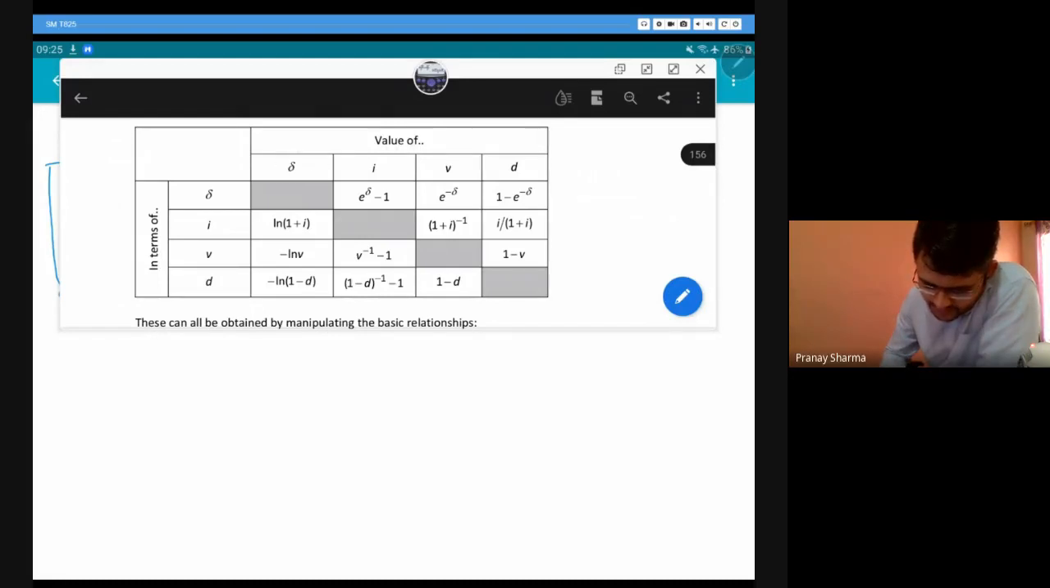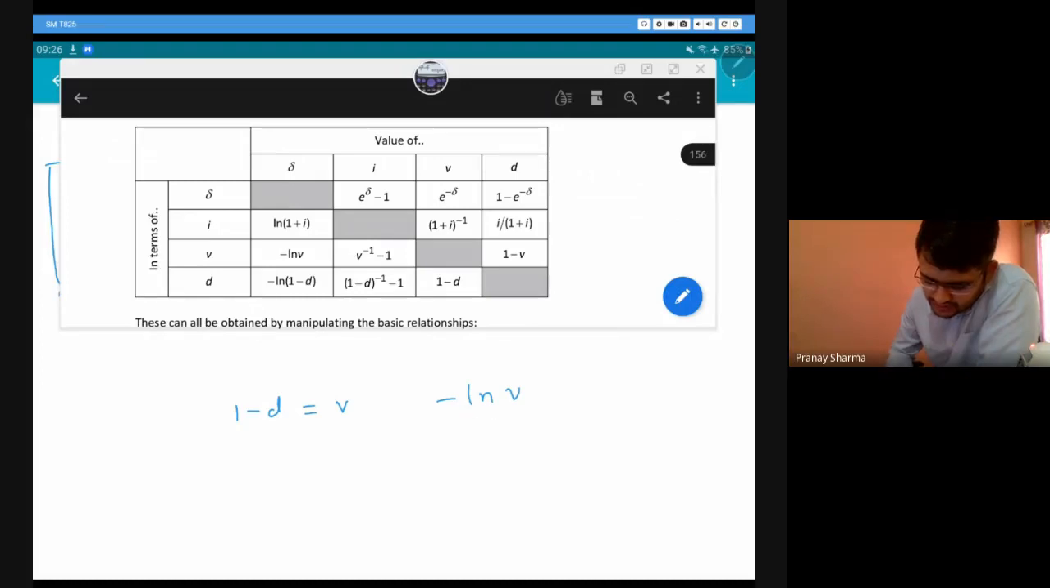Now they have written value of delta in terms of other quantities. Value of delta in terms of i would be ln(1 plus i). We just found that. Value of delta in terms of d is minus ln(1 minus d). We use that also. Then value of delta in terms of v, because our 1 minus d is equal to v, was nothing but the discounting factor for 1 year. So we just replace that and we get minus ln v.